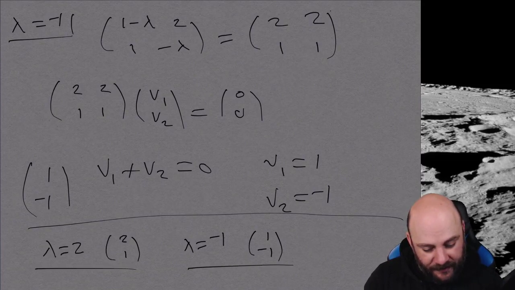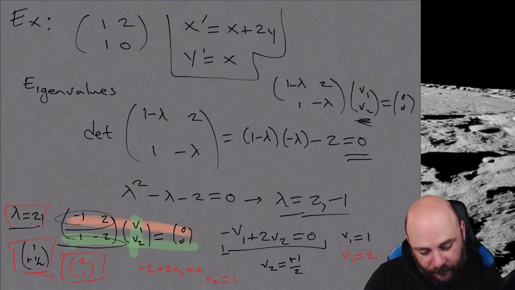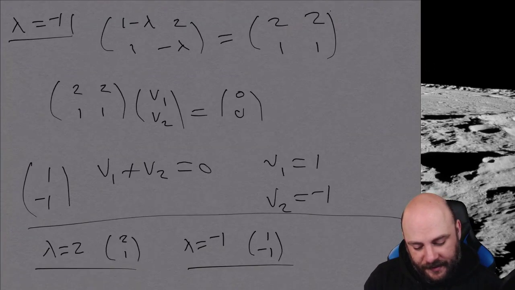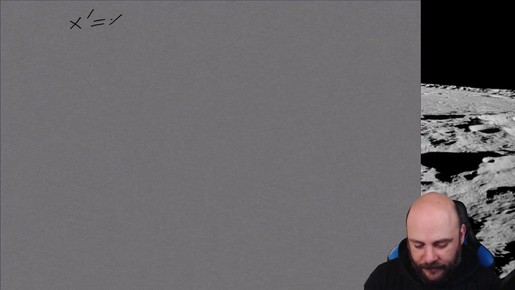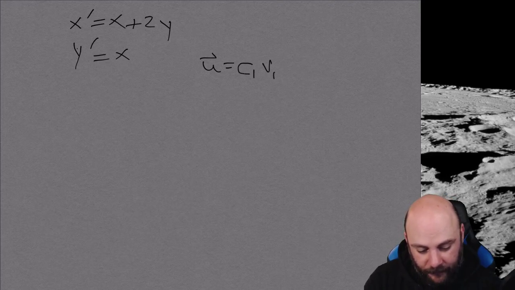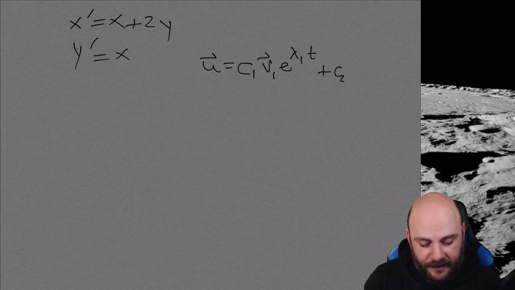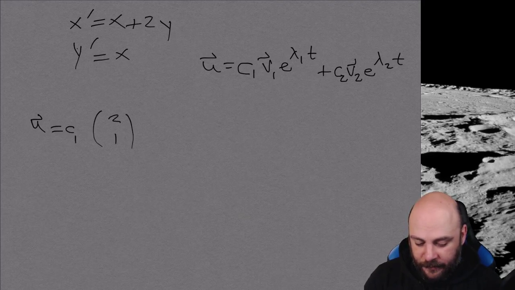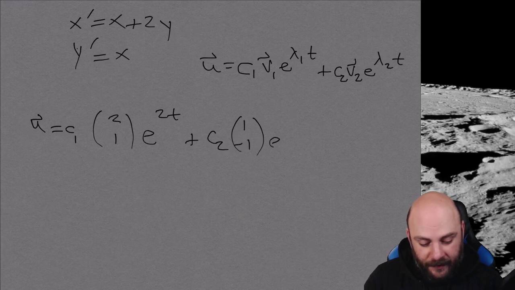We got these pairings right here. So what does this mean in terms of the differential equation that we decided we were solving for, which is this system right here? Well, what it means is that for x prime equals x plus 2y, and y prime equals x, we have solutions u of the form c1 v1 e to the lambda 1 t plus c2 v2 e to the lambda 2 t. And if I just want to write that out in all of its ugly glory, there's my first eigenvector, there's the corresponding eigenvalue to it, here's my second eigenvector, and here is the second eigenvalue corresponding to it. That is a solution in vector form.